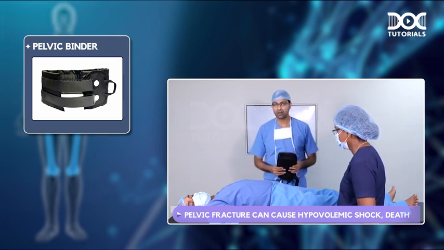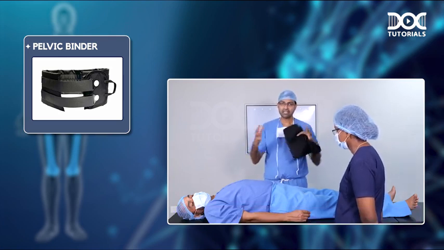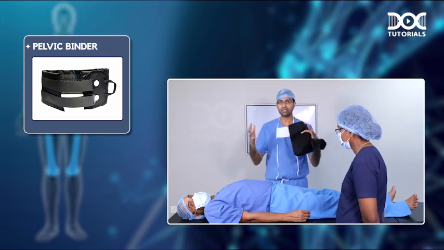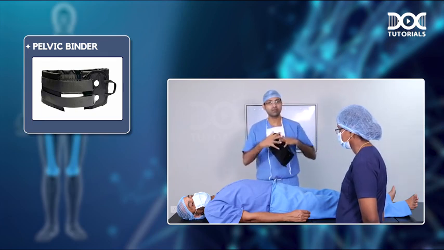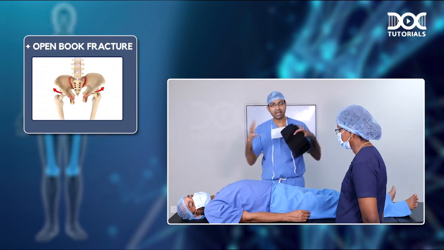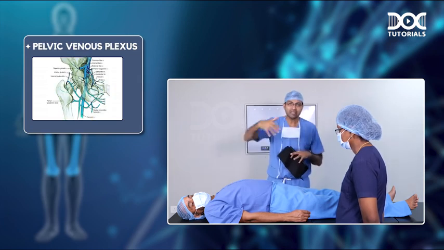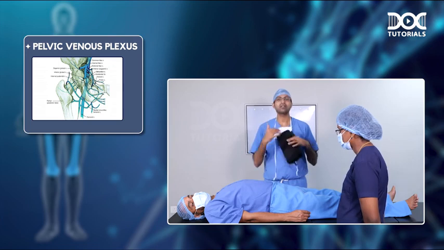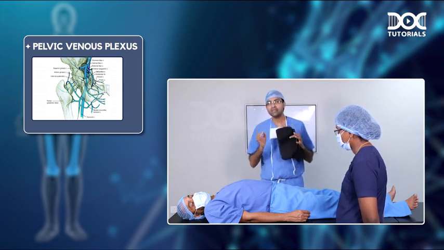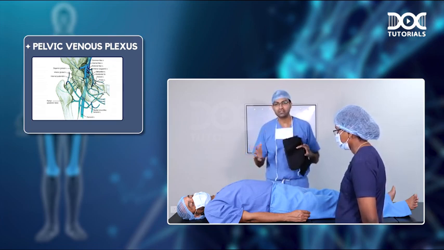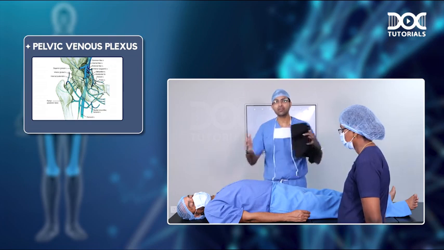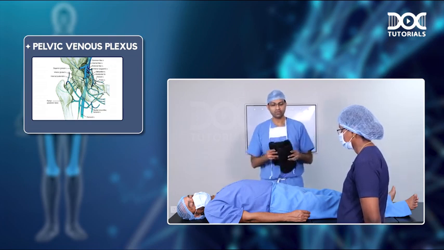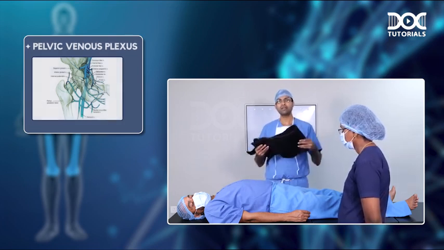This happens because when the pelvis breaks, it will open up like a book. That is what usually happens. This is what we call as an open book fracture. When that happens, all the pelvic venous plexus on the inner side of the pelvis will get torn and it will start bleeding. And the only way in which you can stop that bleeding is to compress the pelvis. And in order to compress the pelvis, we use this device called a pelvic binder.